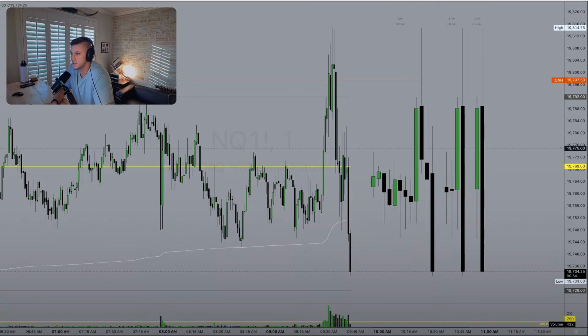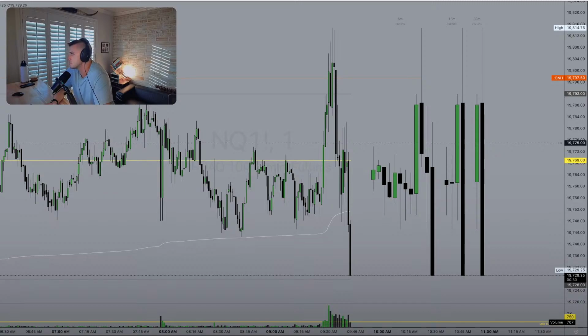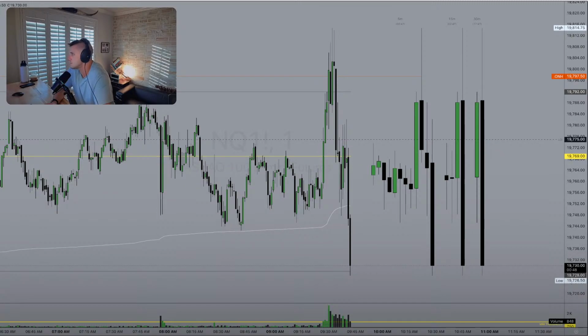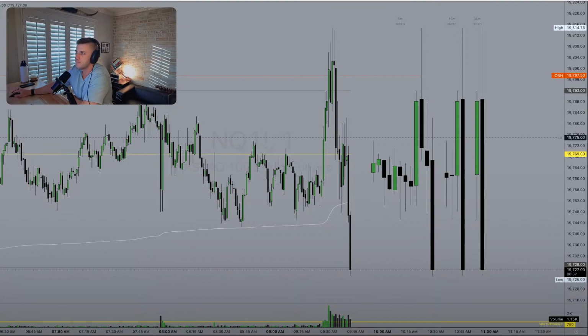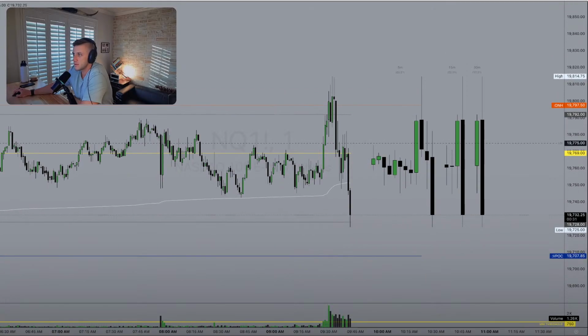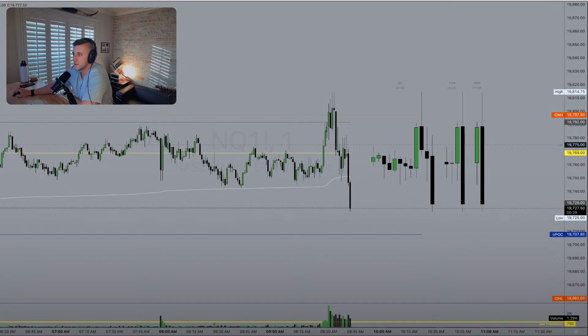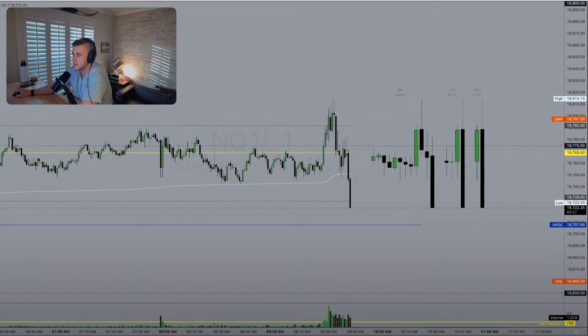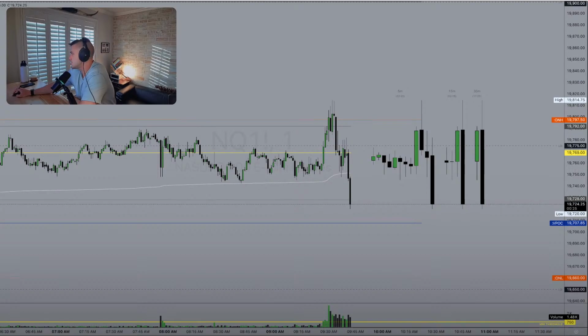So next real level is going to be that 650. Prior day volume point of control there at 707 as a reference point. Then your overnight low 660 and level of interest 650.